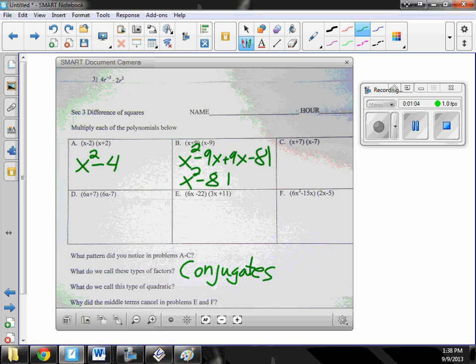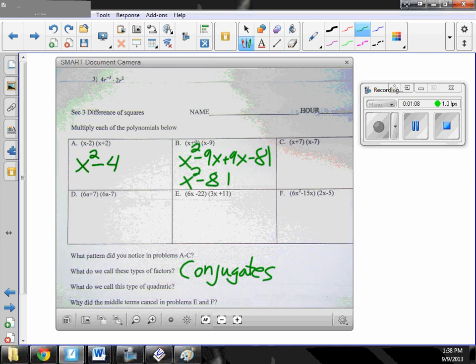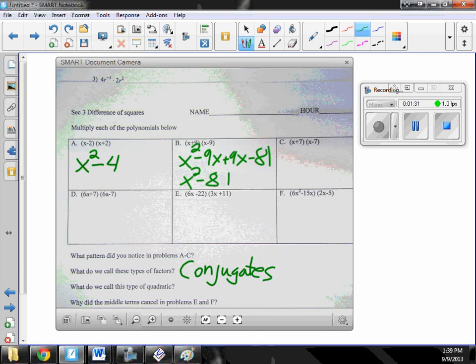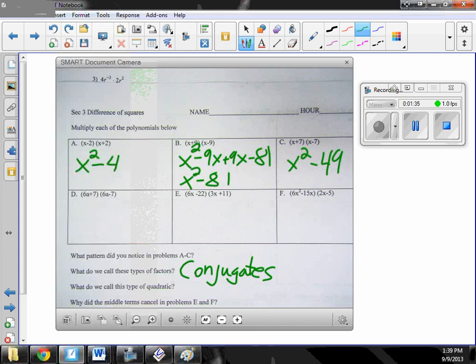Now remember that word because we're going to use it later on. Only if you want credit. The second one. So if you have 2 identical factors that have a different sign in the middle, they're called conjugates. The nice thing about conjugates is that middle term always cancels. So on number C, I don't even need to worry about the middle term. I know it's x squared, and I know it's minus 49, and I'm done.